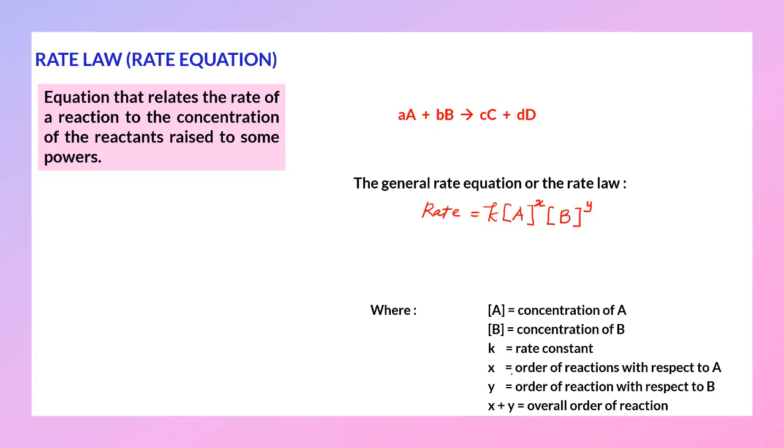So x is the order of reaction with respect to reactant A, y is the order of reaction with respect to reactant B, and x plus y is called the overall order of reaction. So the rate law just relates the concentration of reactants, raised to some powers.